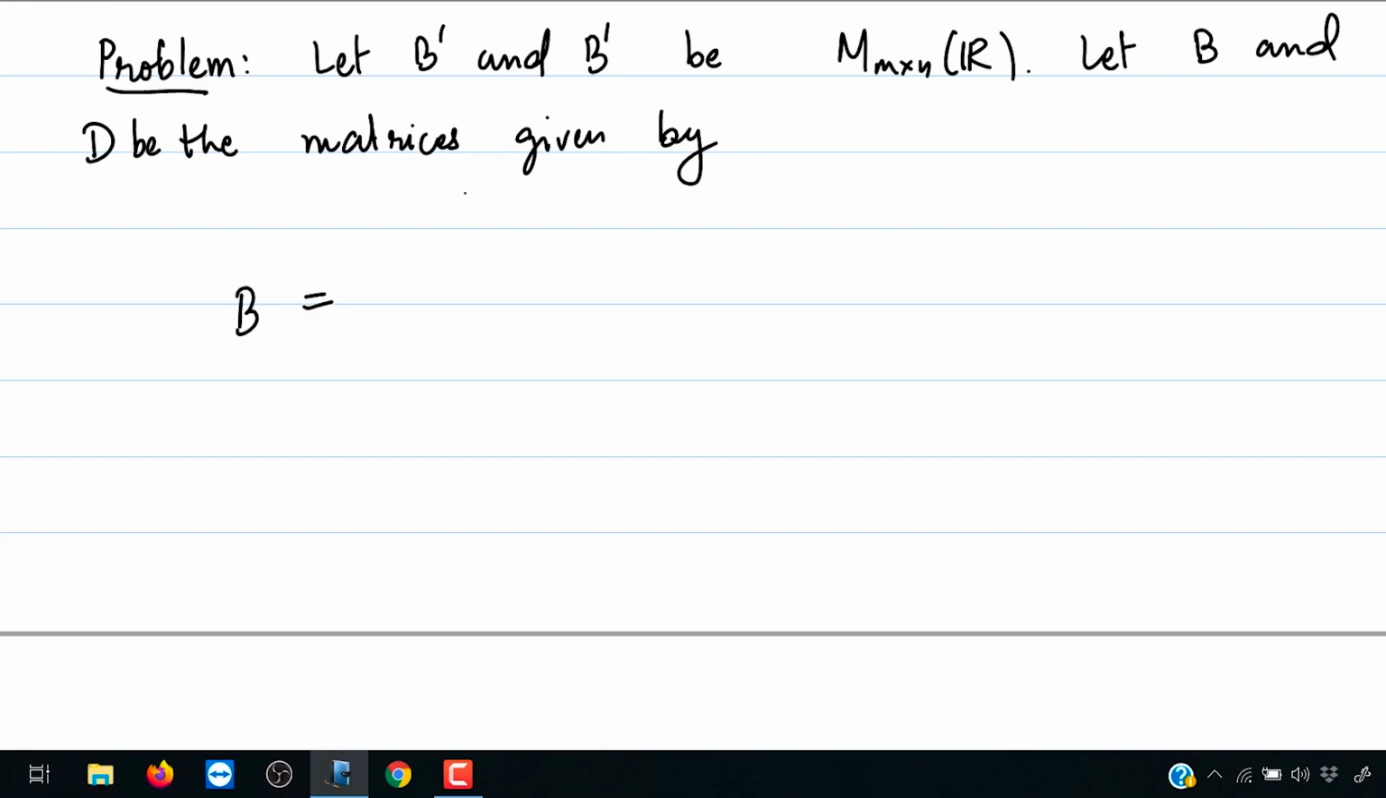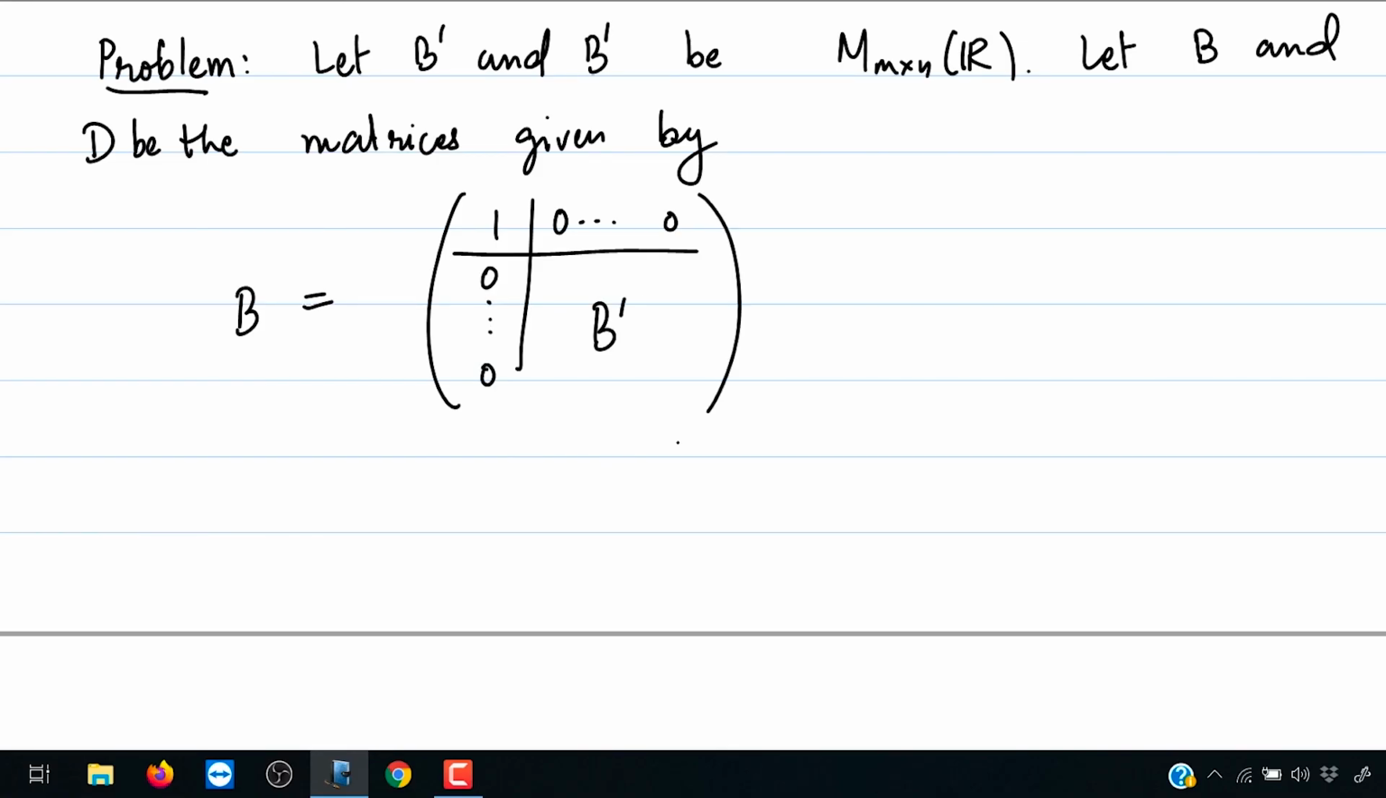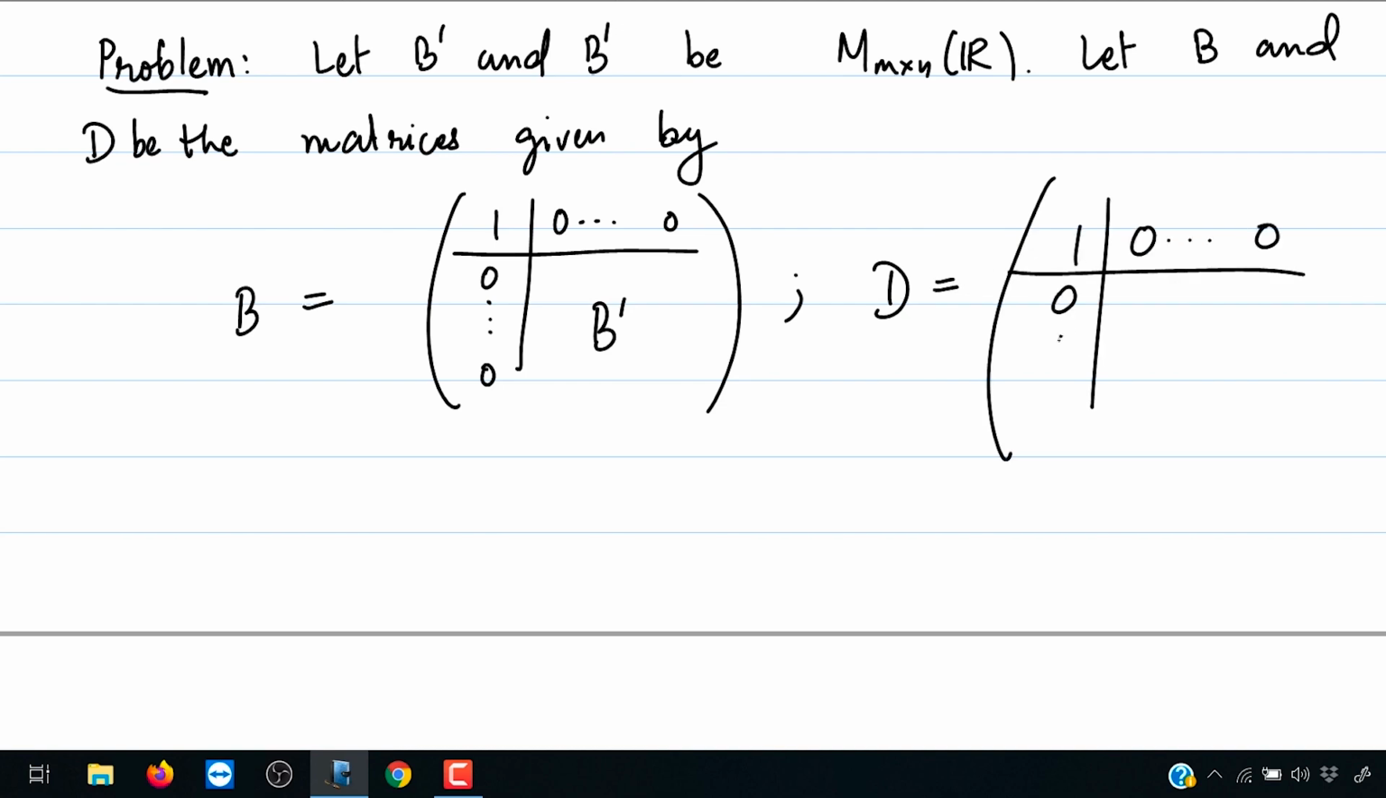B is equal to 1, then the remaining entries are 0 in both the column and the row, and there is the B prime here. And how do we get D? D is obtained in the exact similar manner, with 0 here, and then there is a B prime here.